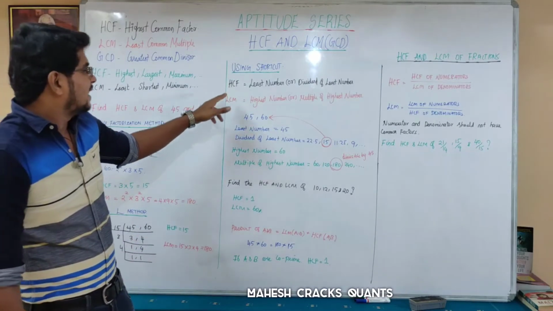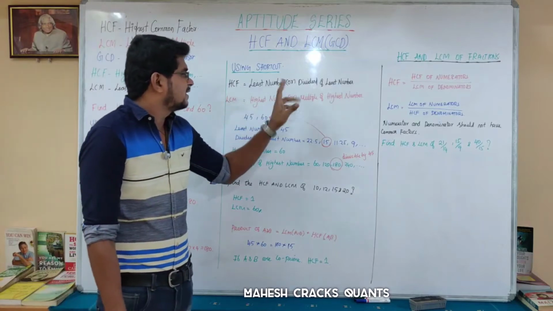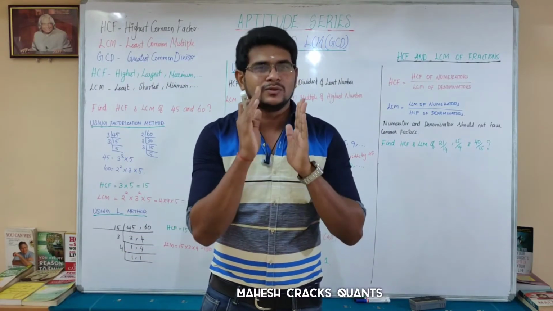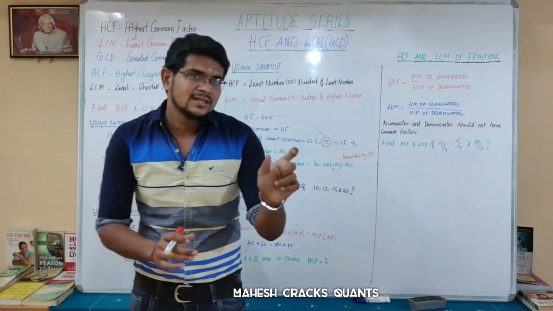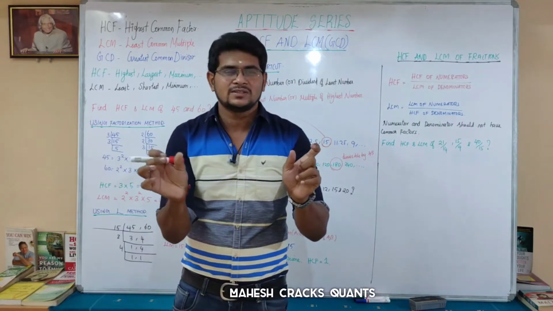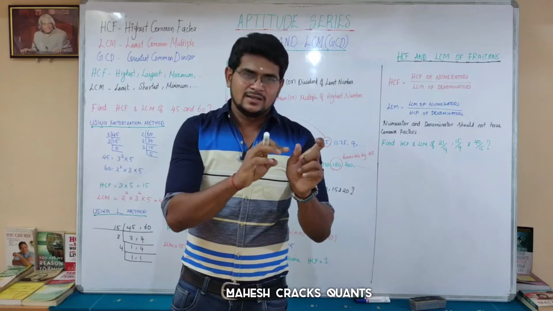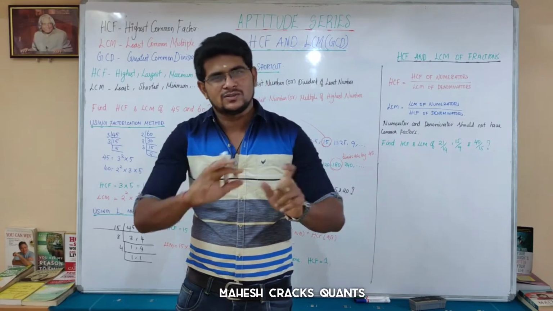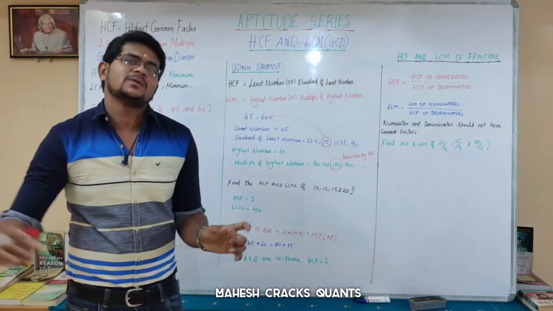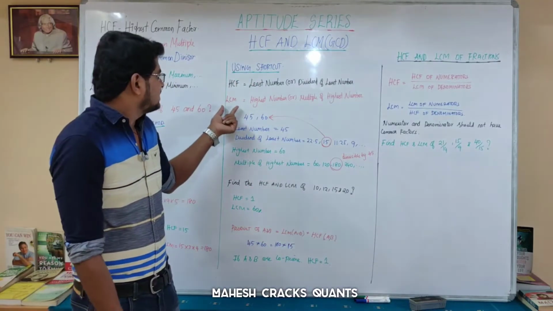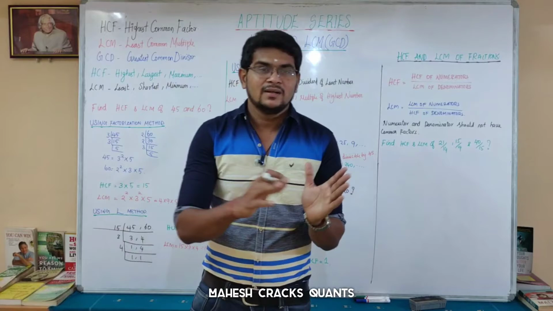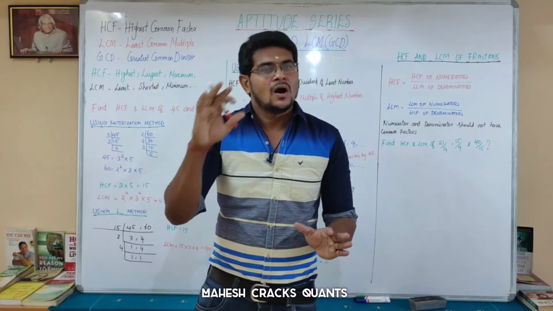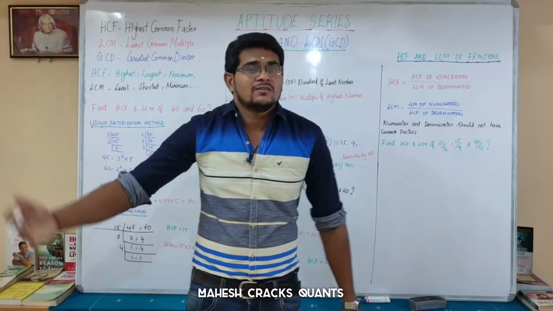So using the shortcut, HCF means the least number or a divisor of the least number. If there are several numbers, your HCF will be either the least number or a divisor of it, which is nothing but the least number divided by 2, by 3, by 4, and so on, any one of those. And LCM means the highest number. In the given numbers, the highest number may be the LCM, or else a multiple of the highest number.